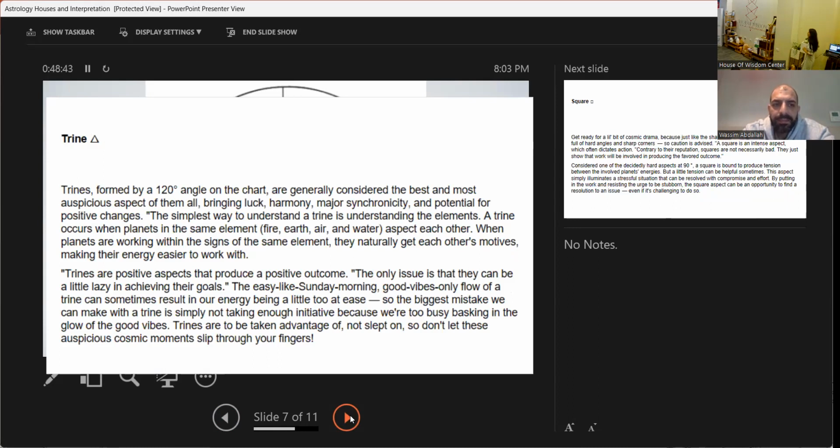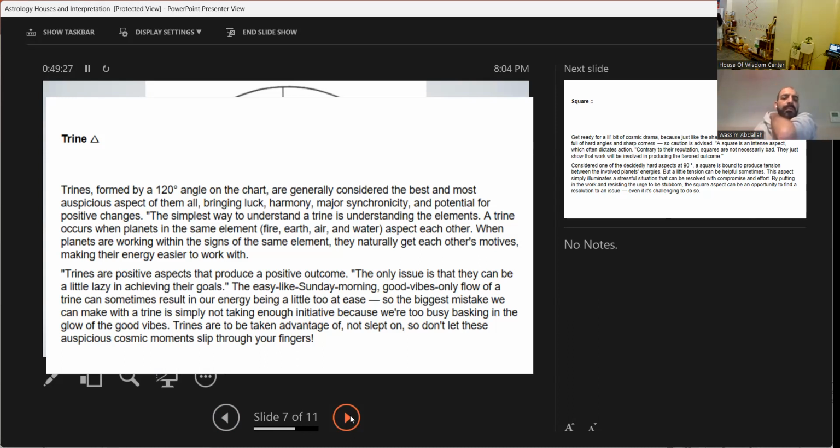All right. Trines are formed by a 120-degree angle on the chart. They are generally considered the best and most auspicious aspects of them all, bringing luck, harmony, major synchronicity, and potential for positive changes. The simplest way to understand a trine is understanding the elements. And this is again why we study the elements in Abrahamic astrology. In mainstream astrology, there's only the external, while in Abrahamic astrology, there's the internal. This is the reason why we study those.